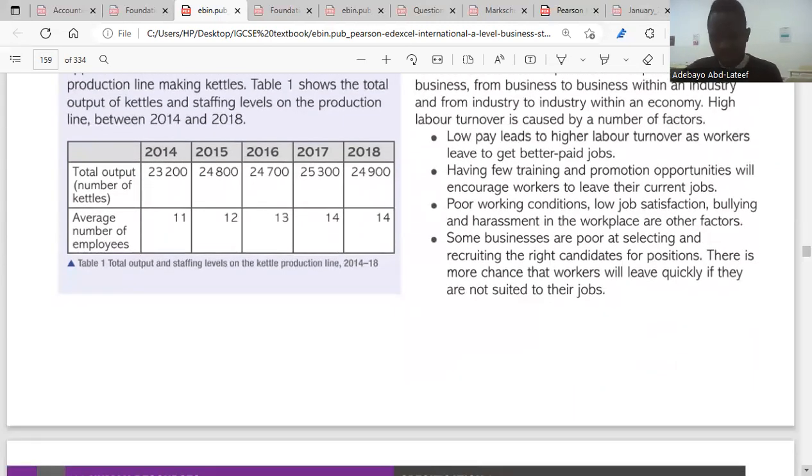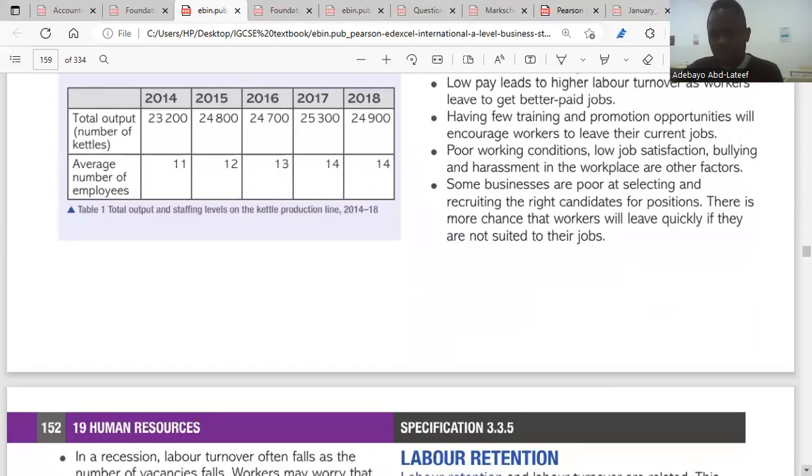Poor working conditions, low job satisfaction, bullying and harassment in the workplace and other factors. Workers sometimes leave the environment, leave the organization because they are being harassed, they are not being treated well. So this might also cause high labor turnover for organizations.